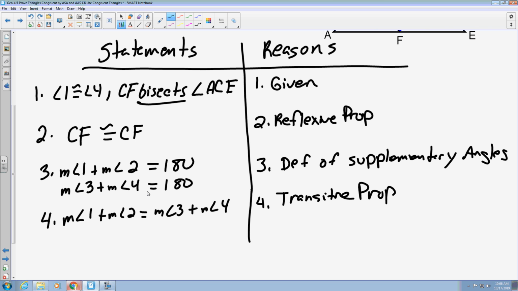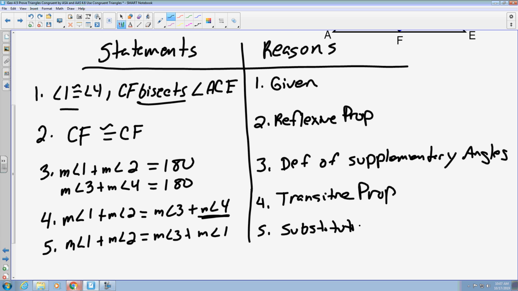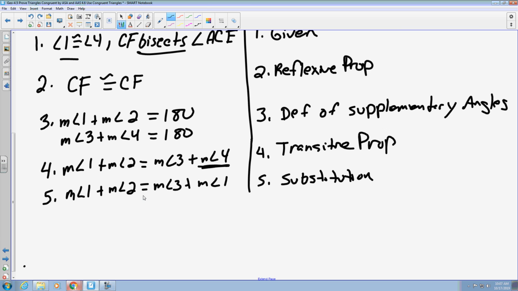Then I'm going to substitute whatever angle 4 is with angle 1 because we established that 1 and 4 are congruent. So I can say that the measurement of angle 1 plus the measurement of angle 2 is equal to the measurement of angle 3 plus the measurement of angle 1 by simply substitution. All right. Now I can subtract the measurement of angle 1 from both sides. Now I have angle 2 is congruent to angle 3 by subtraction.